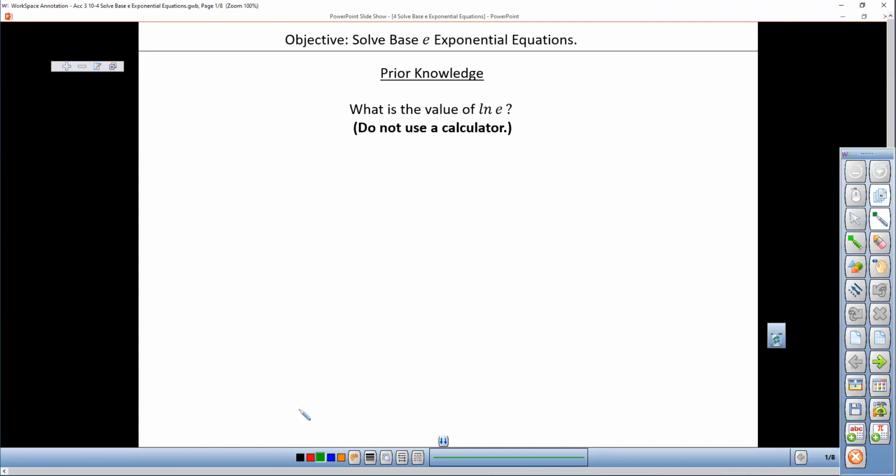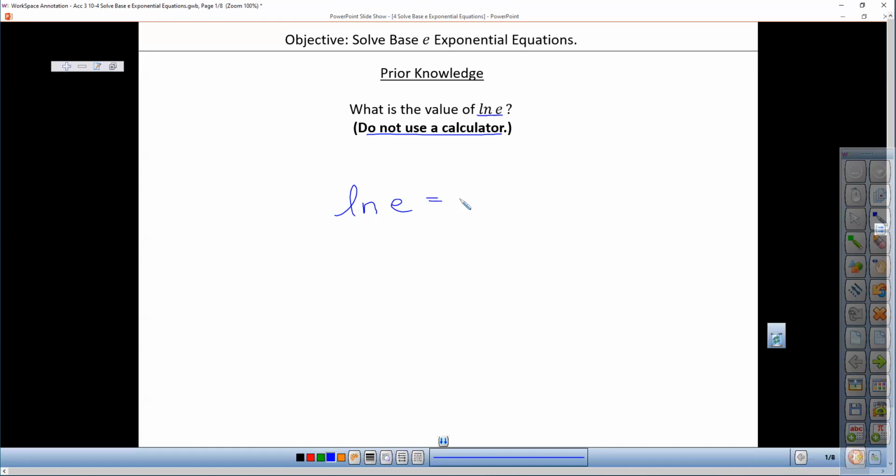So we're going to start off with something that we have already talked about, and that is the value of the natural logarithm of e. And here we're going to look at finding that value without using a calculator. One of the things that we have learned about in our properties of logarithms is that logarithms represent an exponent value. So we know that the natural logarithm of e is equal to some exponent value, let's call it y.